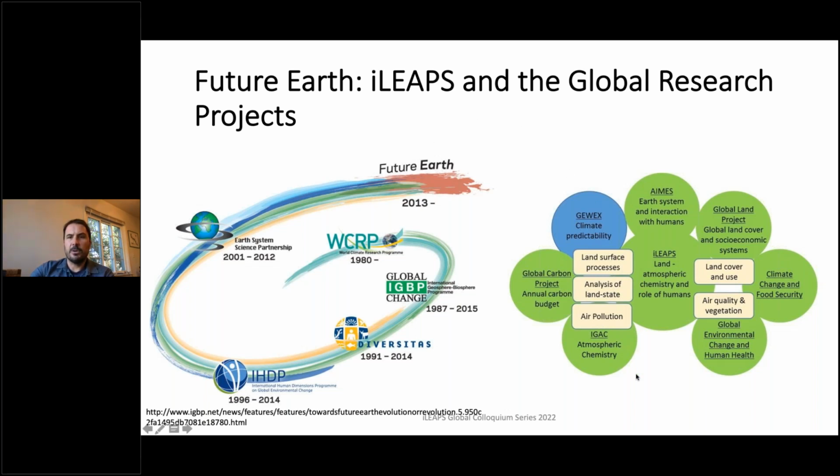Within Future Earth, there are these global research projects. Here we put iLEAPS at the center to help us understand how iLEAPS engages with the other research projects. You can see our focus on the land ecosystem atmosphere processes and how humans are affecting these, with some of the modeling activities that the AIMS focuses on, the budgeting work that the Global Carbon Project enables, IGAC, and some of the databases like Gaia and so on that they enable. And thinking about this in terms of the linkages and the synergies of these GRPs that contribute to part of the mandate for Future Earth.